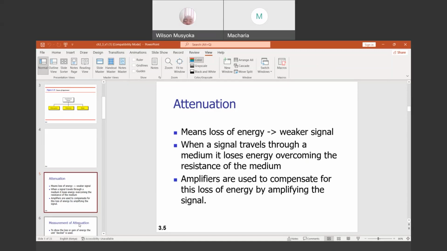In order to address this problem, we normally use amplifiers. These are signal regenerators. They are used to amplify or regenerate the attenuated signal so that it can be given more power or more energy for it to be transmitted a longer distance. So that is how it is done. So by attenuation, you can always regenerate that signal.